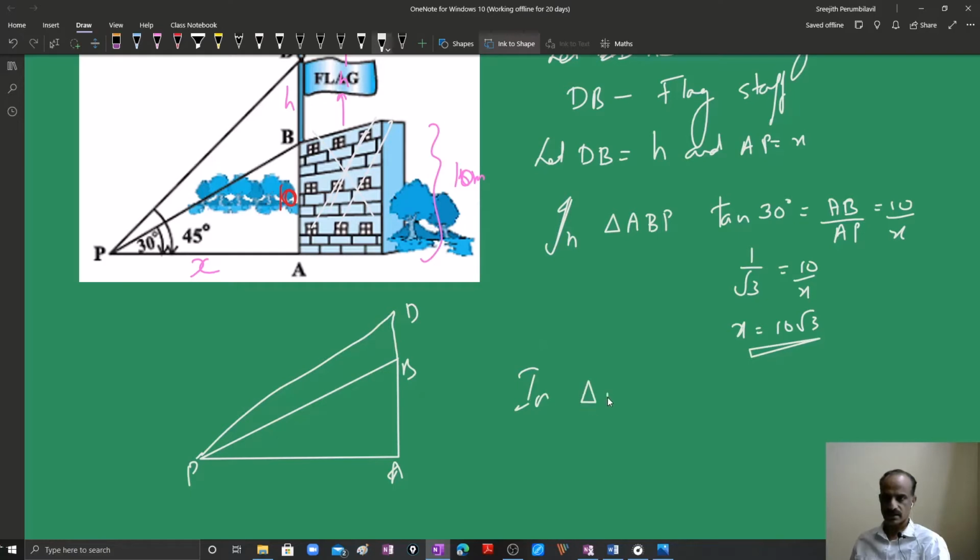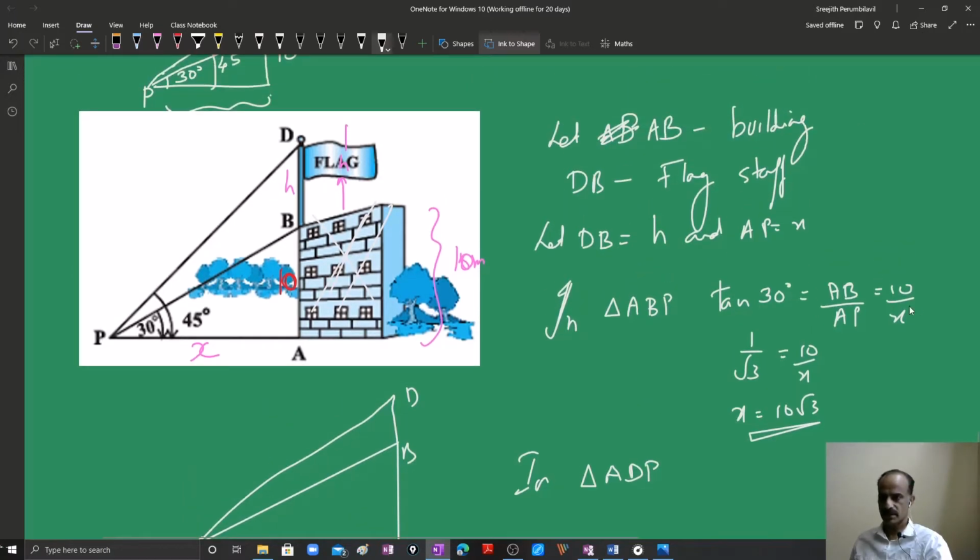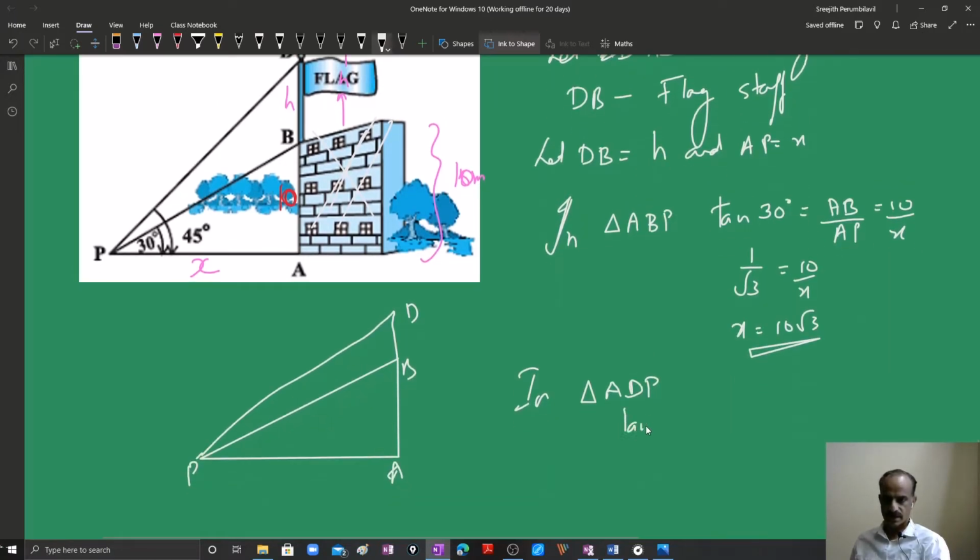In the larger triangle ADP, tan of 45 degrees is equal to the opposite side AD divided by AP. Tan 45 is equal to 1. What is AD? A and D, that is 10 meters plus the height of the flagstaff, divided by AP. AP is 10 root 3. So 1 is equal to (10 plus h) divided by 10 root 3.